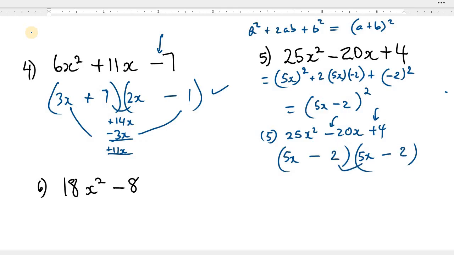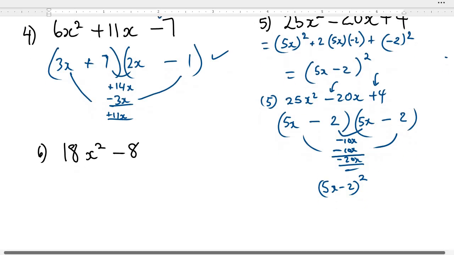But when we do the inner, we'll get negative 10x. The outer, we'll get negative 10x as well. The signs are the same, so I don't keep the sign. That's negative 20x, which is what we're looking for in the middle, right? So it works out. Now, why we end up with a square up top for the other one? Well, if we multiply 5x minus 2 by itself, it's really the square of the quantity 5x minus 2. So either option is fine.